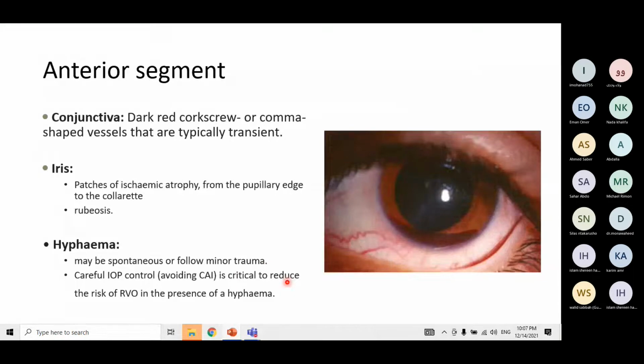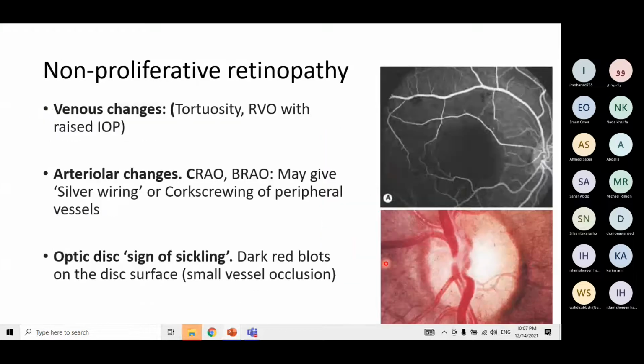There are some anterior segment signs. The most important one to us is the hyphema. Usually you should ask for a history of or the presence of sickle cell anemia in patients with hyphema, because they need a more aggressive treatment. The retinopathy can be non-proliferative or proliferative. Those are the important things.